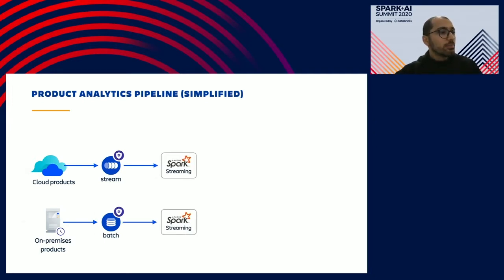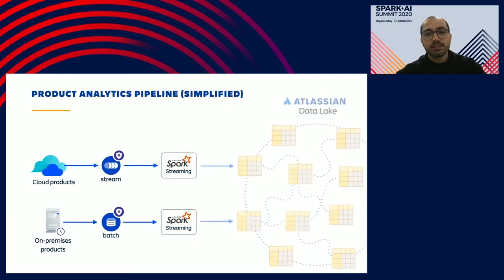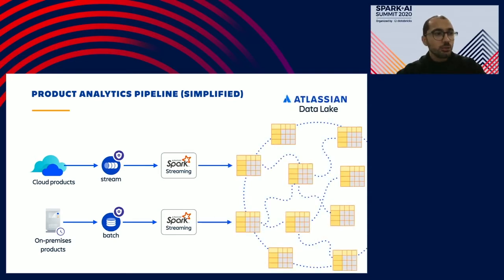And in order to make the data accessible by data workers, we process it using Spark Structured Streaming technology, in both stream and batch pipelines, which land the data in the Atlassian data lake. We store this data as Spark tables where Atlassians can access this data and correlate it with other data sources to generate insights to help our teams go and build better products.